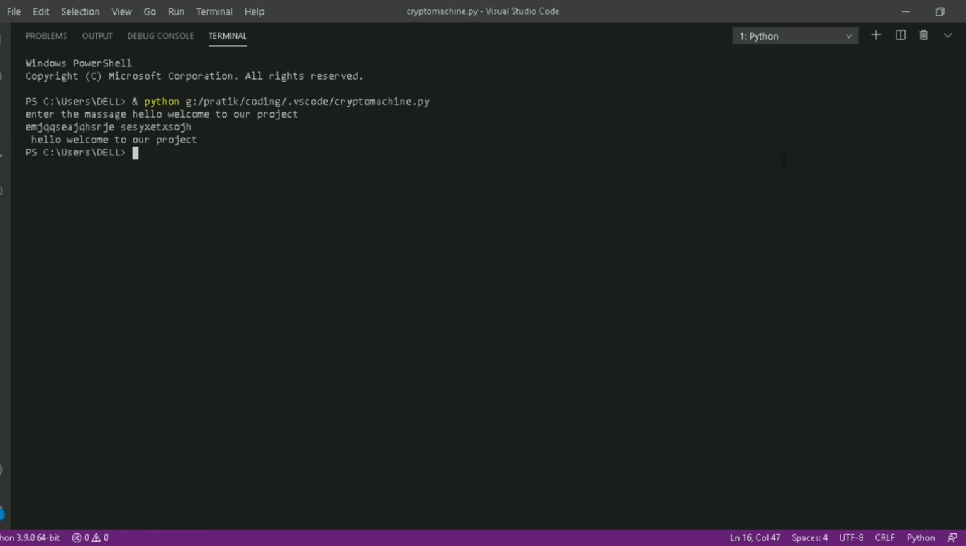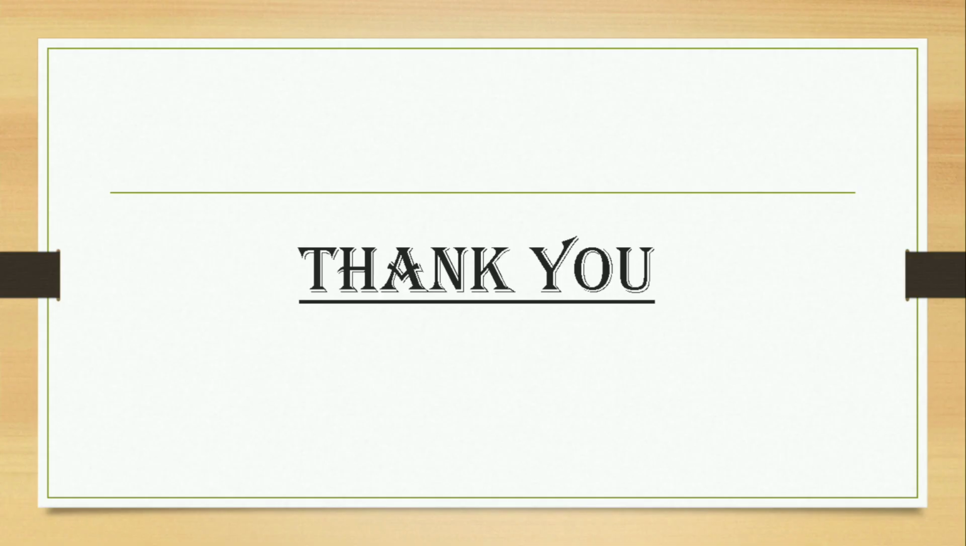So our message is converted into ciphertext. On the next line, the ciphertext is converted back into the message. So I would like to conclude that encryption can be used for security purposes. Thank you.